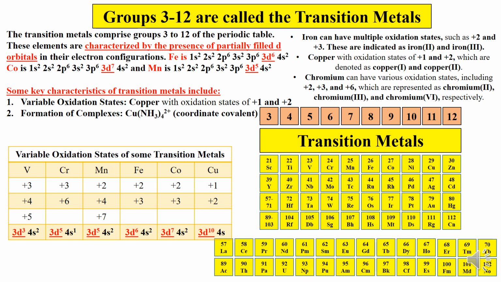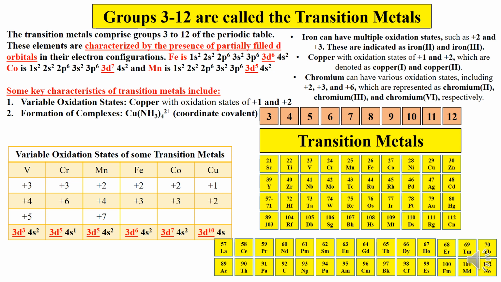Now, the second characteristic is that transition metals form complexes. What is the driving force for the transition metals to form complexes? Once again, the answer lies in the partially filled d orbitals. Transition metals with partially filled d orbitals thrive for electrons. So they make an attempt to fill these partially filled d orbitals by forming complexes with electron rich species, that is Lewis bases.